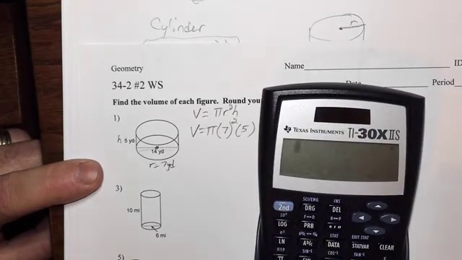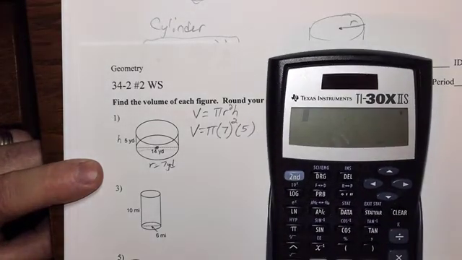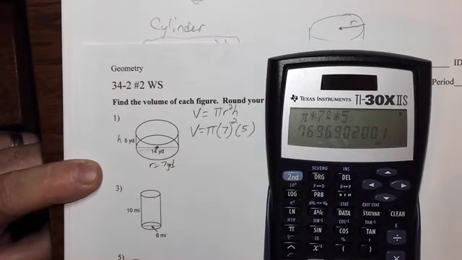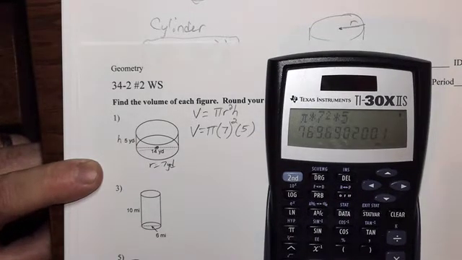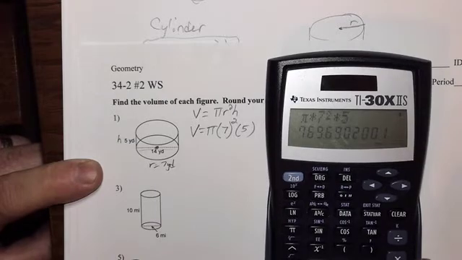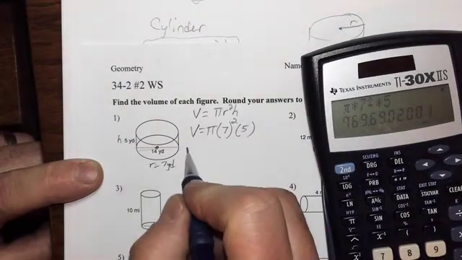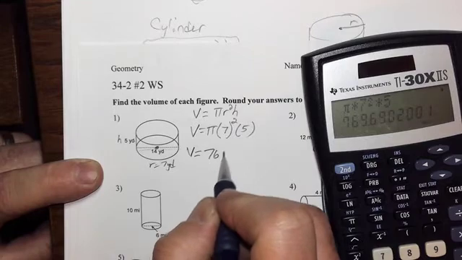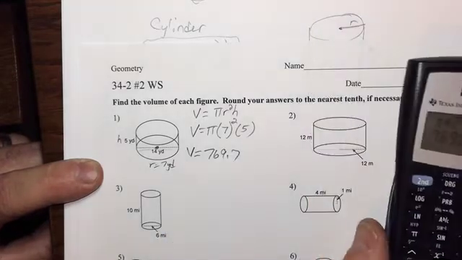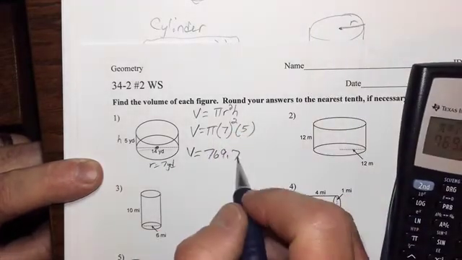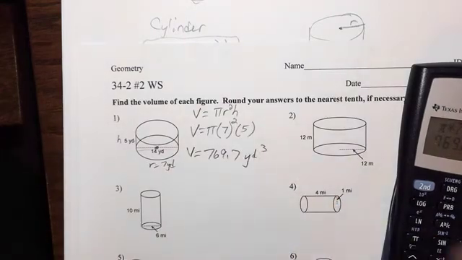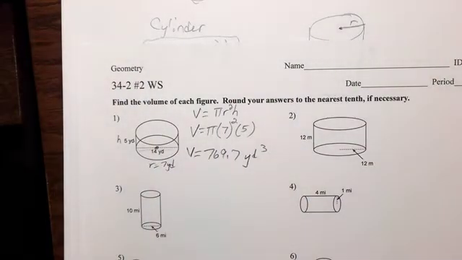And so I'm just going to go pi times 7 squared times 5. Came out to 769.7, 769.7 to the nearest tenth. And that would be cubic yards. I mean, that's about as difficult as they get.